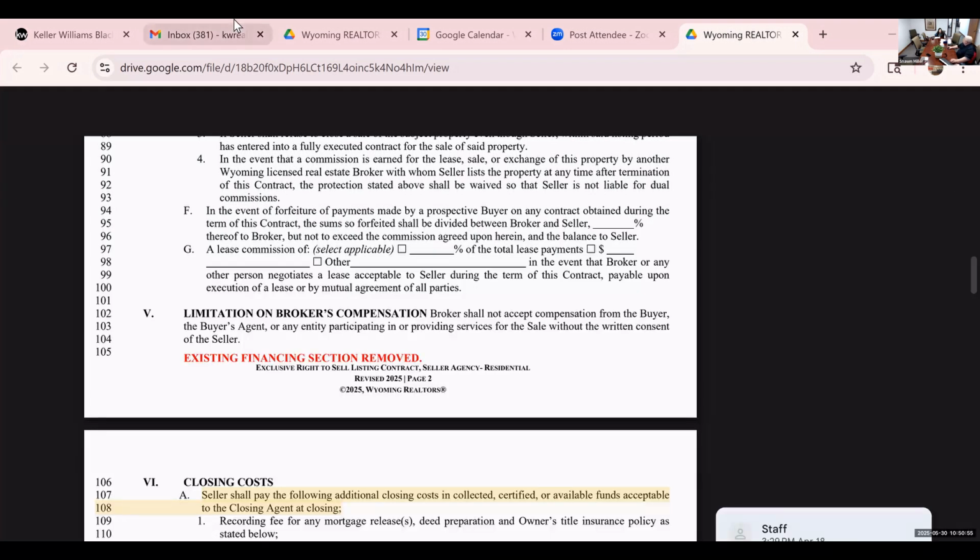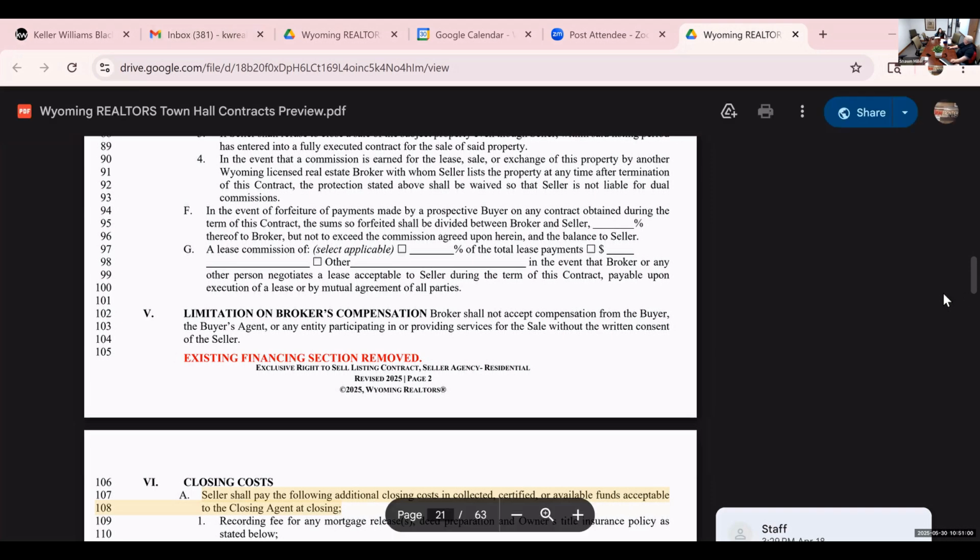I always waited till I got the listing paperwork signed, and then I forward them a copy of the signed listing paperwork.